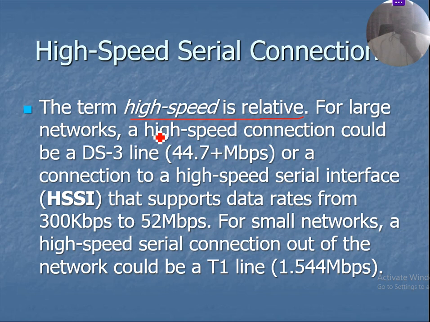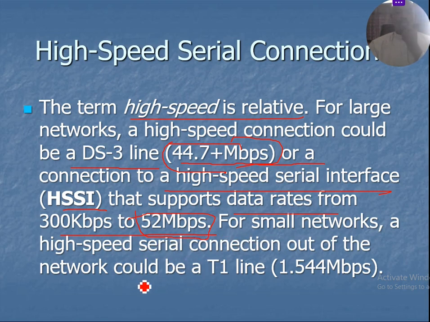Is that okay? So a high-speed connection could be a DS3 line, which uses a speed of 44.7 megabit per second and more, and a connection to a high-speed serial interface, HSSI, which supports data rates from 300 kilobit per second to 52 megabit per second. Remember, this 44.7 megabit per second is within this range of 52 megabit per second. So it starts with a small speed of 300 kilobit per second for high speed, for a huge network, up to 52 megabit per second.